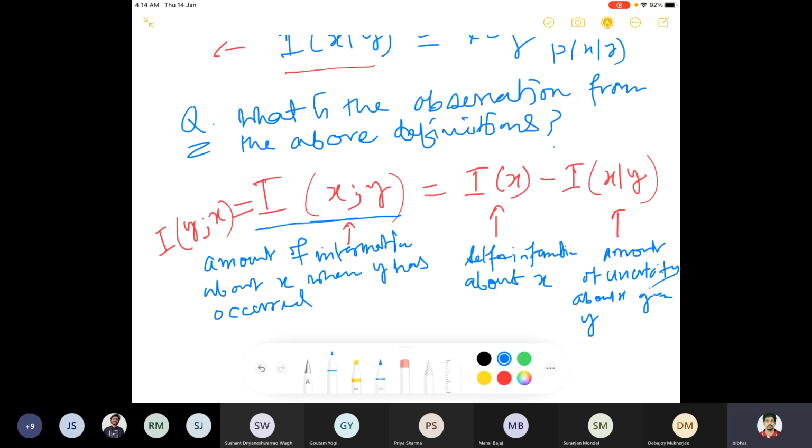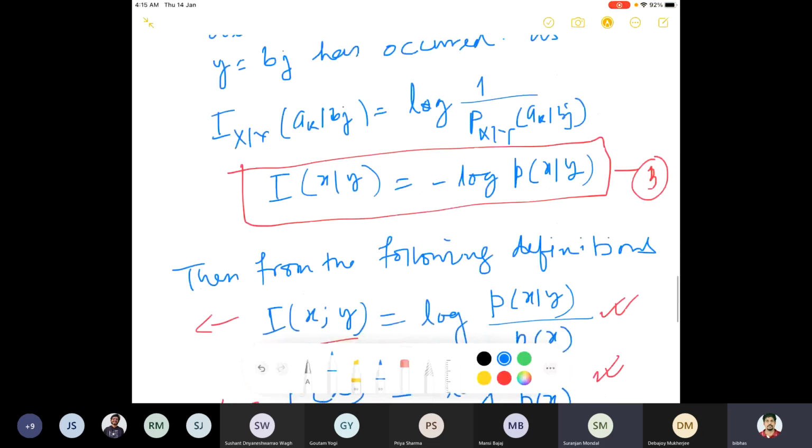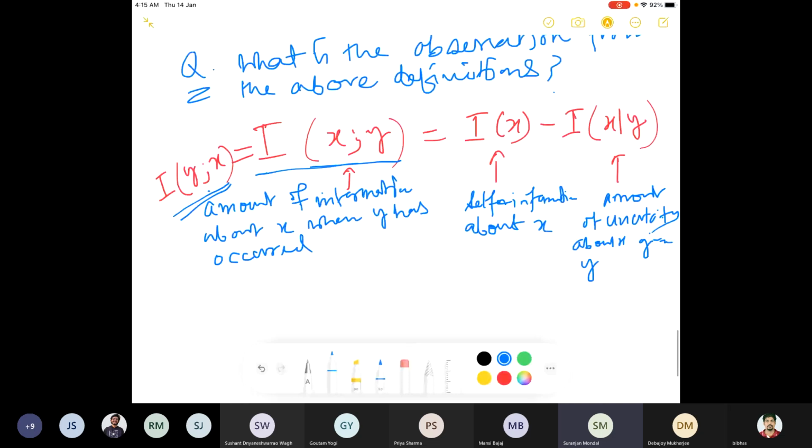Is it clear now, or if you have doubt, you can ask me. So then how can we compare I(y;x) with this I(x) minus I(x given y)? The leftmost one, by definition it was equal. I understand that, but if I want to compare that with the rightmost expression, I(x) minus I(x given y).